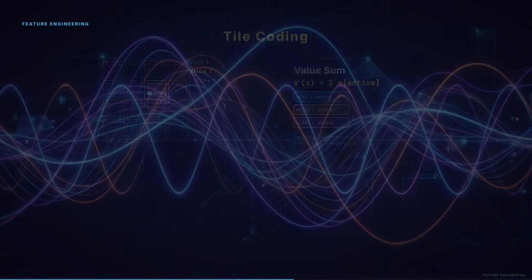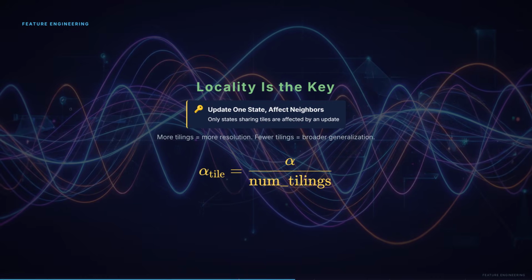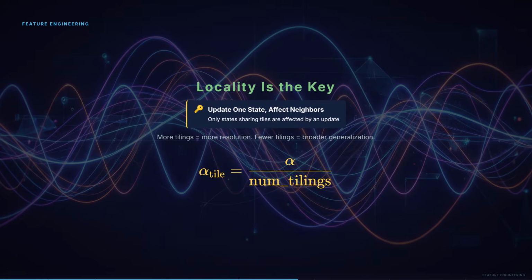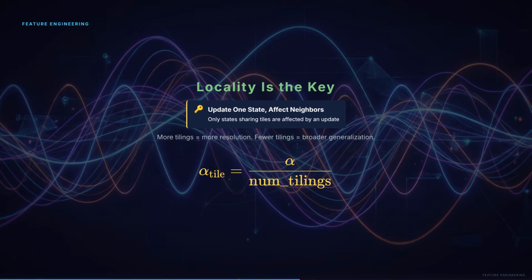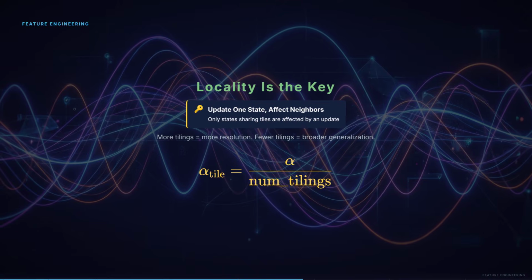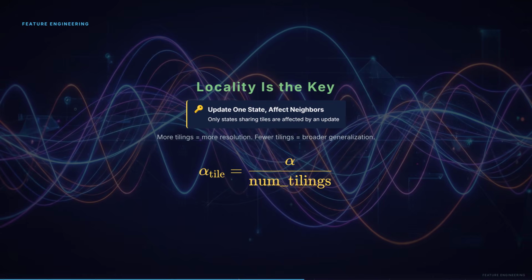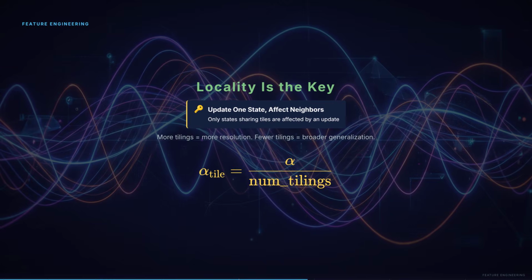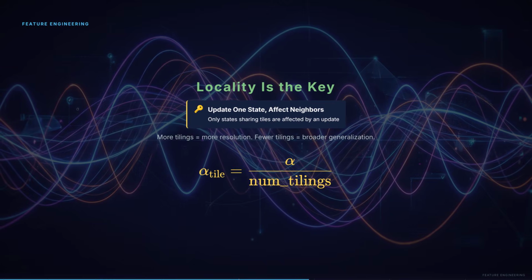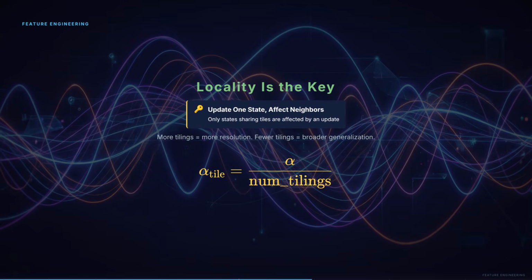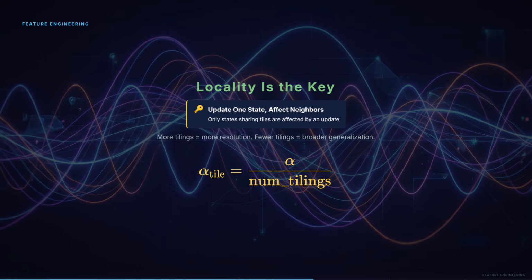The brilliance of tile coding is locality. If you update the value for one state, only nearby states are affected, those that share tiles. The number of tilings controls the width of generalization. More tilings, more resolution. Fewer tilings, broader generalization. And the step size is divided by the number of tilings, so each tiling gets a fraction of the update.